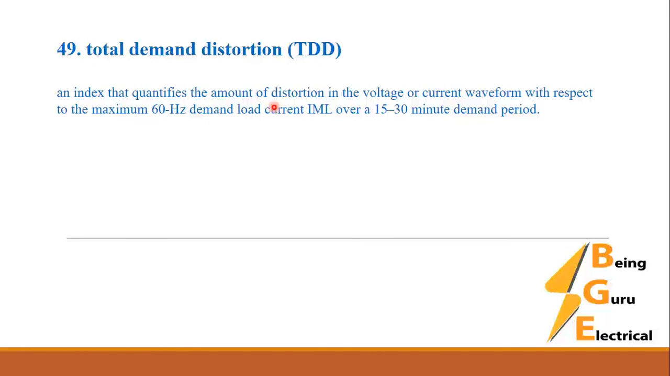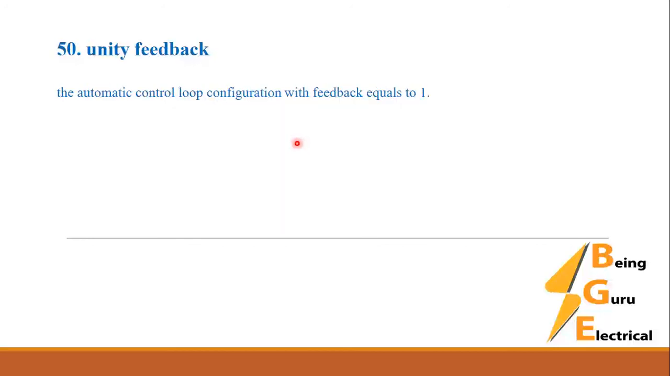Then we have TDD, total demand distortion. It is an index that quantifies the amount of distortion in the voltage or current waveform with respect to the maximum 60 Hz demand load current over a 15 to 30 minute demand period. So it is called TDD. It's normally used in the generating stations. Then we have unity feedback, the automatic control loop configuration with the feedback equal to 1. So these are basic definitions and electrical concepts.